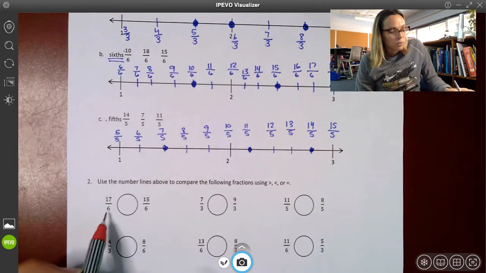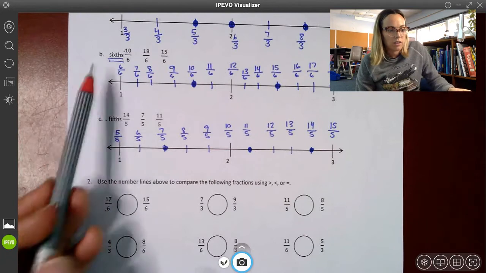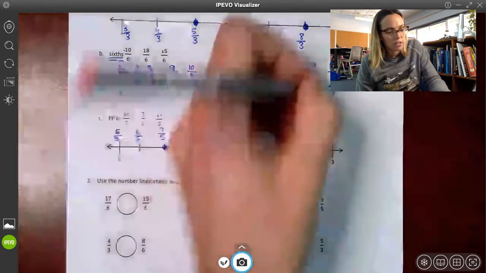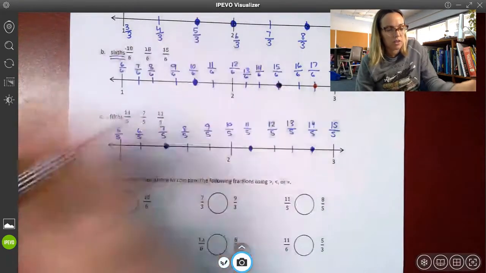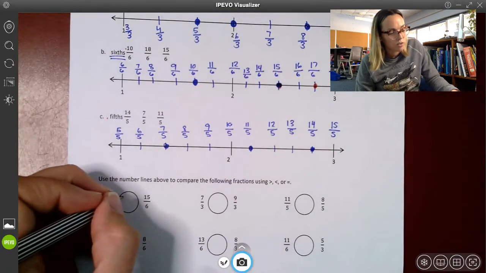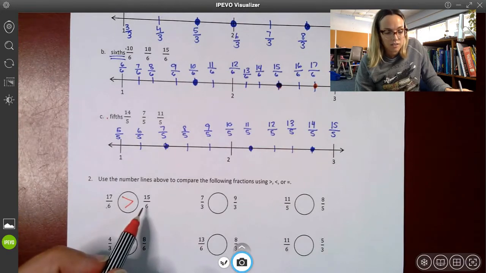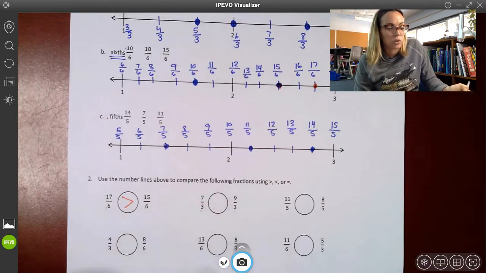So let's start with the first one. We got 17/6 and 15/6. Well, look at this. I already have a number line with all my sixths labeled. So 17/6 is here. 15/6 is here. Which one is closer to 0? 15/6, which means it's smaller. So 17/6 is greater than 15/6. All right, thirds. 7/3 or 9/3.